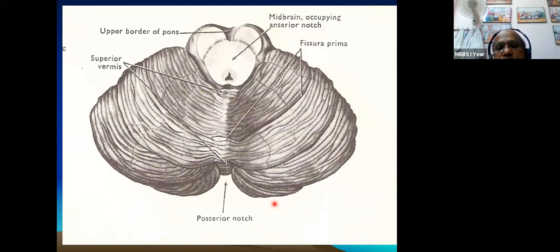So this is your cerebellum, the superior surface of the cerebellum. This is called the cerebellar notch. There the brainstem is lodged. This is your midbrain, then down you have pons and medulla. These three are lodged in this notch, which is called the anterior cerebellar notch. In the anterior cerebellar notch, you will see the brainstem. Already I told you the brainstem is connected to the cerebellum through the cerebellar peduncles: superior cerebellar peduncle, middle cerebellar peduncle, and inferior cerebellar peduncle.